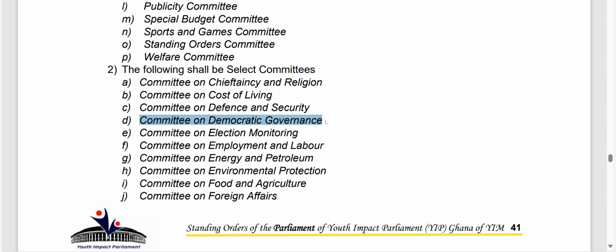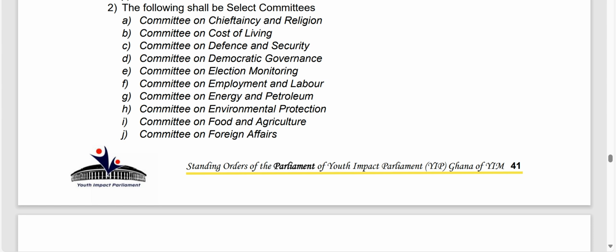Committee on Democratic Governance. They talk about democratic governance. Committee on Election Monitoring. This committee talks about elections, and we need them to observe the 2024 elections and report to us. Labor. Yes, so they talk about employment and labor. Committee on Energy and Petroleum. They talk about energy and petroleum, how fuel prices are rising and the quality that is refused.